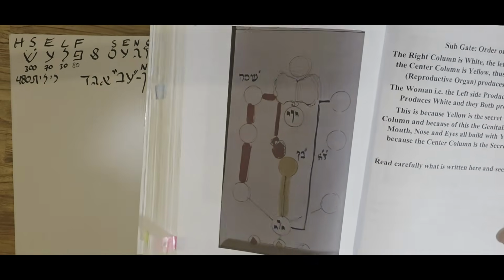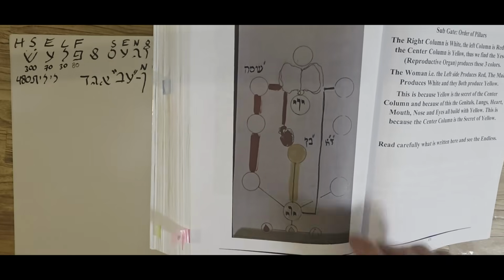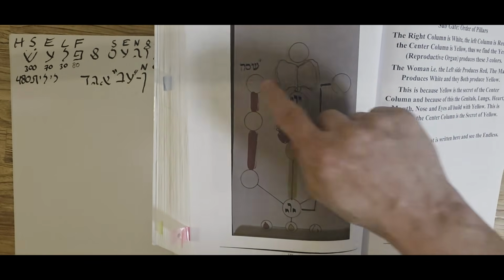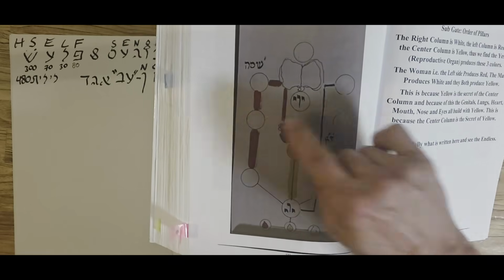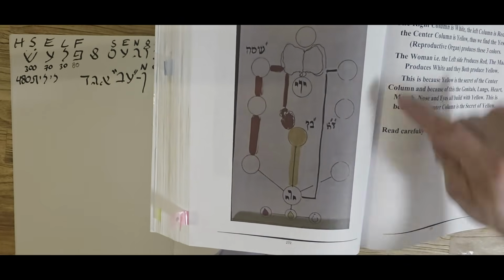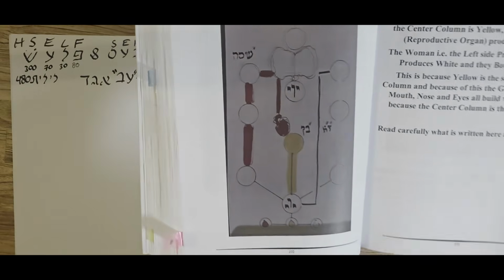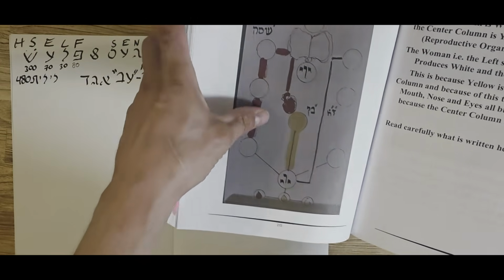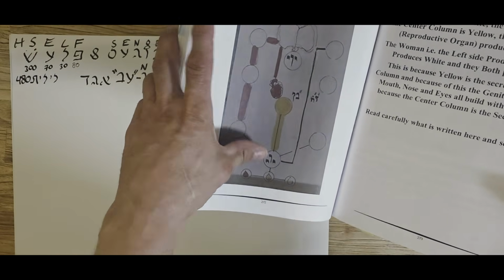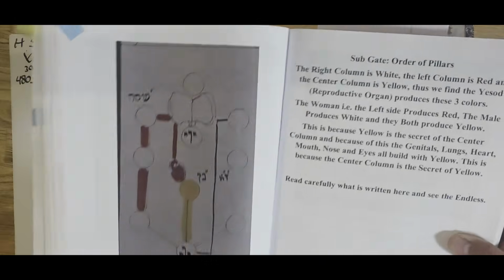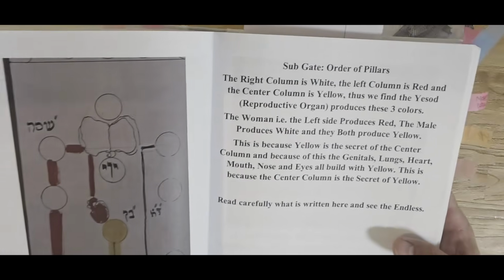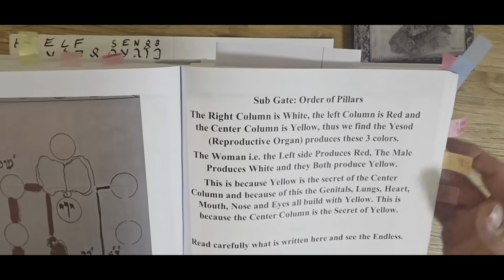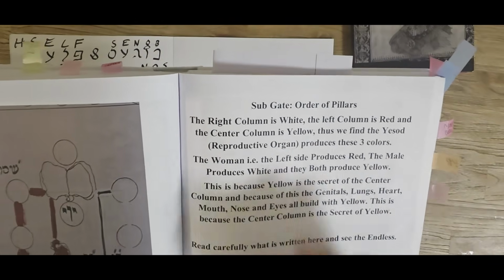So here you see it, right? The tree. And then you have the right pillar, Chochma, Bina, Das, Chesed, Kavod, Tiferes, Netzach, Yesod. Right column, Chochma, white, end of all flesh, Bina, left column, red, center column, yellow. We'll get to that in a little. So the order of pillars: the right column is white, the left column is red, and the center column is yellow.